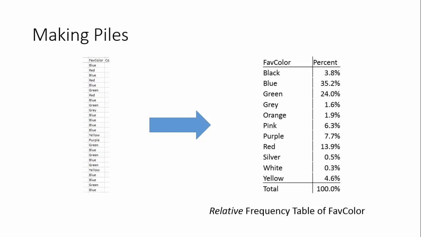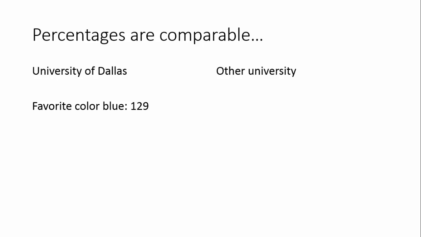And so we can see that, you notice that actually the same conclusions hold up. Blue is number 1, green is number 2, red is number 3, and white is at 0.3%, the least popular. So the percentages or counts seem to give me the same information. But there are some cases where percentages are a little bit more useful.